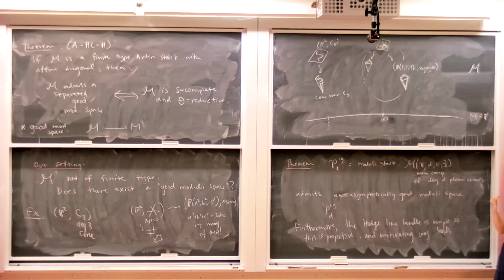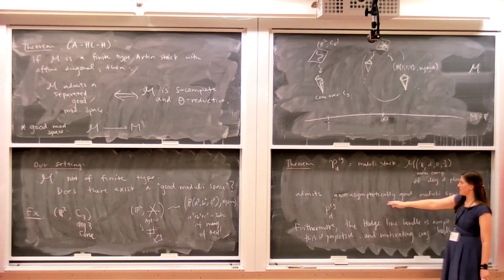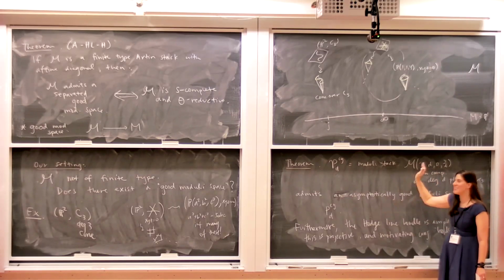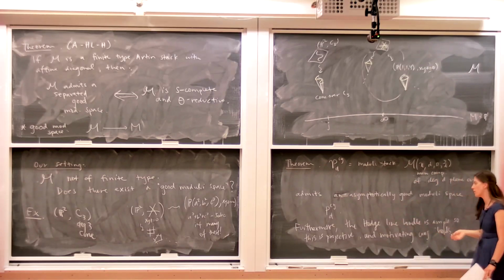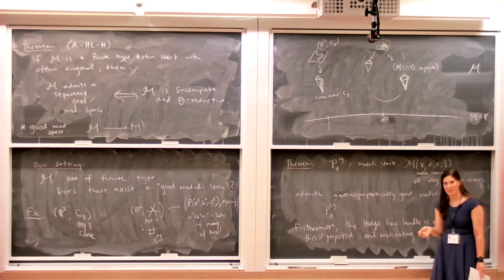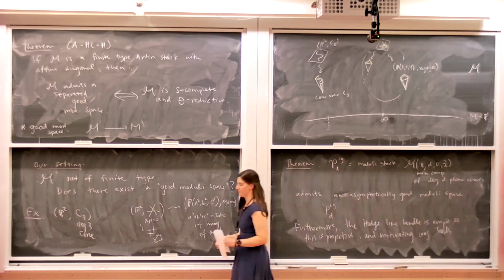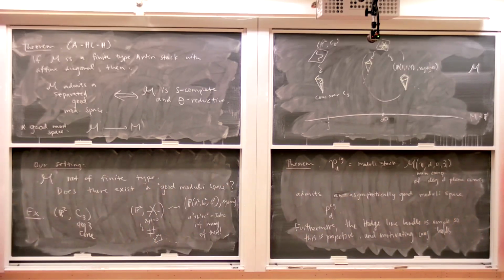Okay. So I have about 10 minutes left, and what I'd like to tell you is what's an asymptotically good moduli space and how we construct this. And if there's time at the end, I'll tell you a little bit about either some applications or what we expect beyond the case of plane curves. Are there any questions on the statement? Yeah, not yet, no.